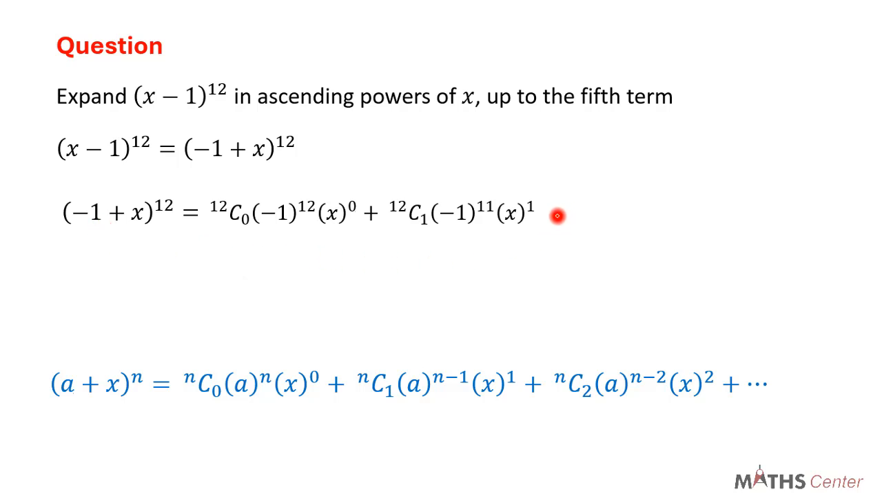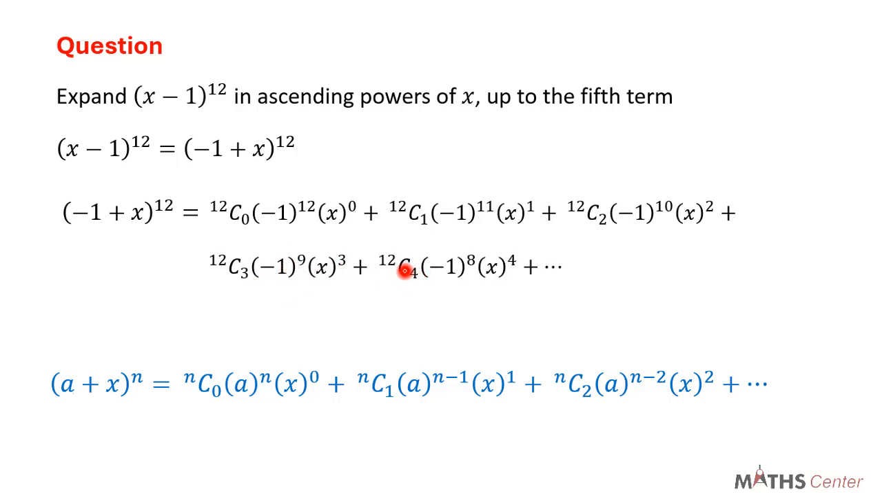Let's move on to the third term. In the third term, 12 combination 1 will become 12 combination 2. The exponent on -1, which is 11, will reduce by 1 to 10. And the exponent on x, which is 1, will increase by 1 to 2. That will be for the third term. For the fourth term, we have 12 combination 3. The exponent on -1, which is 10, will reduce by 1 to 9. The exponent on x, which is 2, will increase by 1 to 3. This is the fourth term.